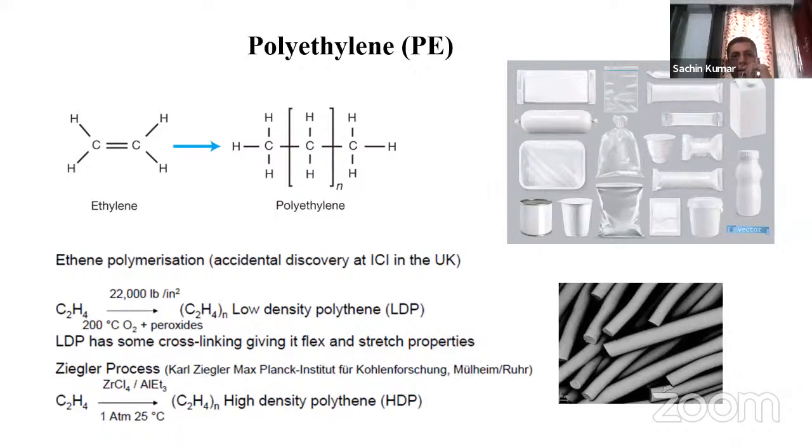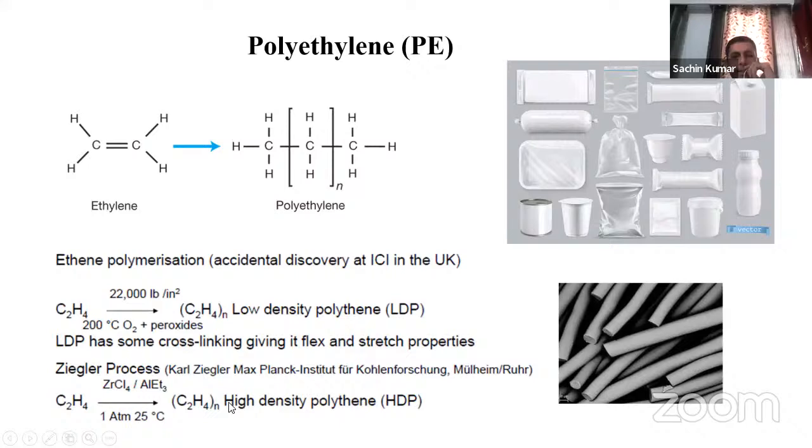Another beautiful fiber is polyethylene. Polyethylene is generally used for packing purposes. Least is it used for clothing. It was also discovered by an accidental discovery by ICI in the UK. They initially used ethylene gas under high pressure and in the presence of a catalyst, and they produced low density polyethylene. And that is used for packing purposes. After the coming of the Ziegler-Natta catalyst, we are able to synthesize high density polyethylene.